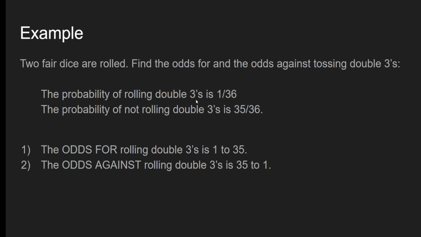The probability of rolling double threes is 1 out of 36. So the probability of not rolling double threes would be 35 out of 36. To present this as odds for, we could say that the odds for rolling double threes are 1/36 to 35/36. Since we try to keep away from fractions, we typically will cancel those denominators and will instead say the odds for are 1 to 35. Odds against would be 35 to 1.